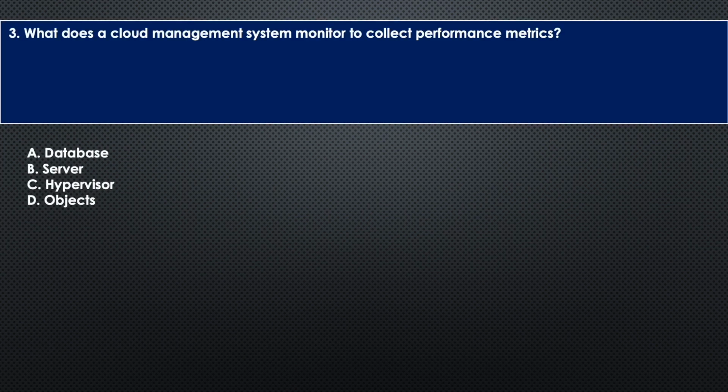3. What does a cloud management system monitor to collect performance metrics? A. Database. B. Server. C. Hypervisor. D. Objects. Answers: D. Objects are queried to gather metric data.